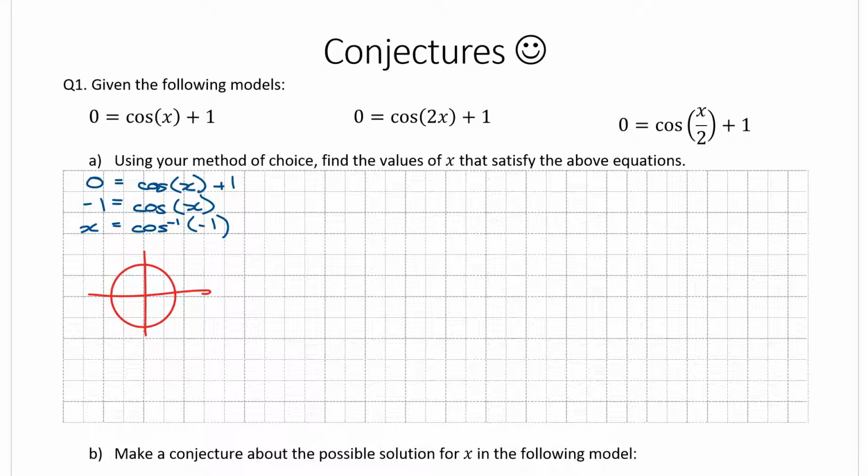So when the value of, or the output of cosine is negative 1, we're actually sitting on the boundary between quadrants 2 and 3. So this location here. So this is negative 1, 0 on the unit circle, and it's at pi radians. So what we're going to find is that in this instance, x equals pi.